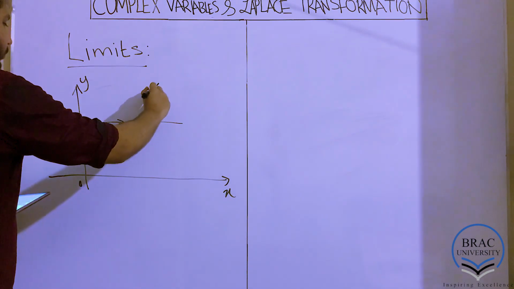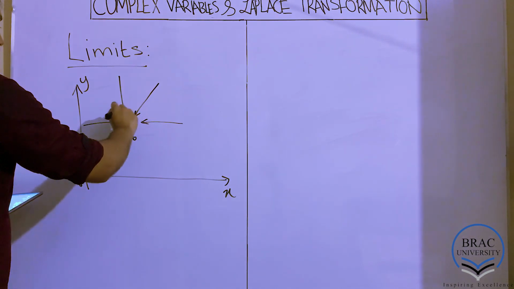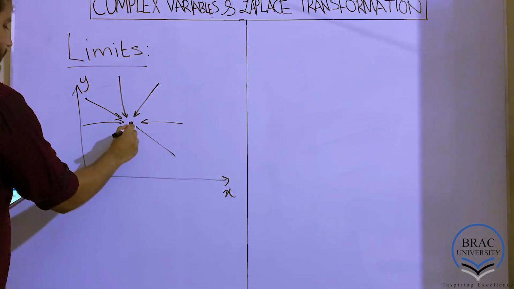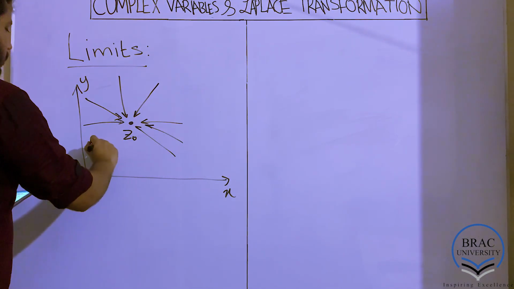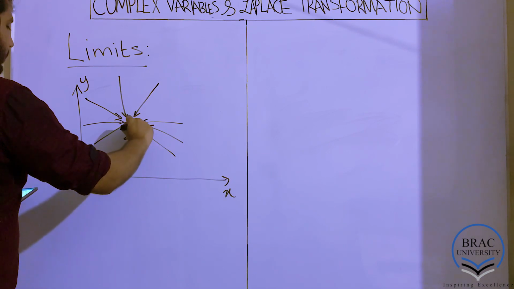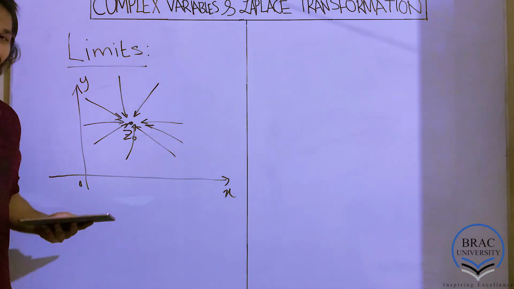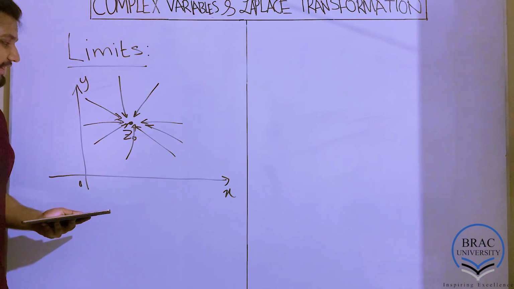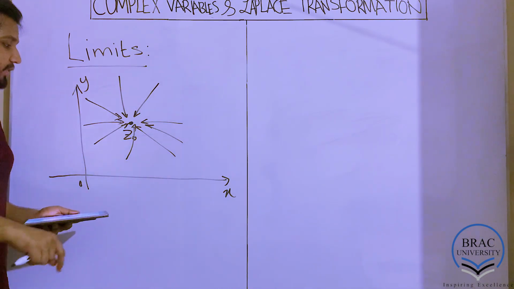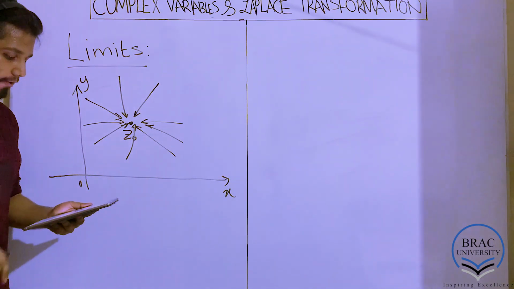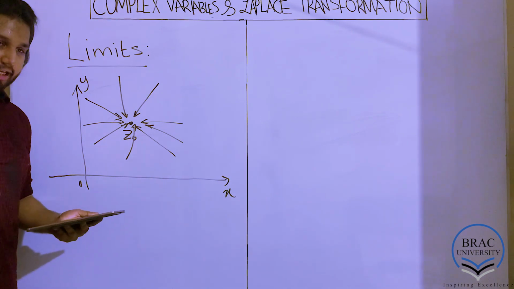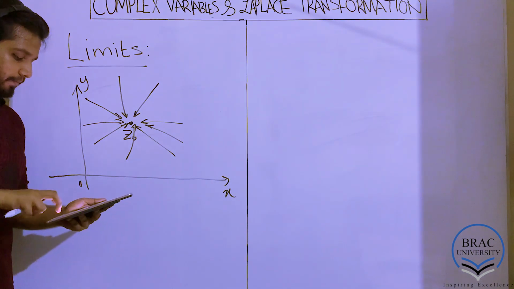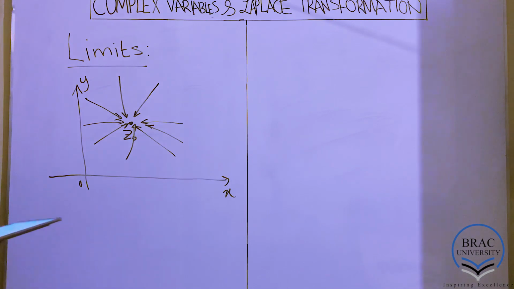You could approach z0 from here, from here, from here, and I can go on forever and ever. So there's basically a lot of ways to approach z0. Now, this might seem like an issue, but it really isn't. Let's see why it really isn't.